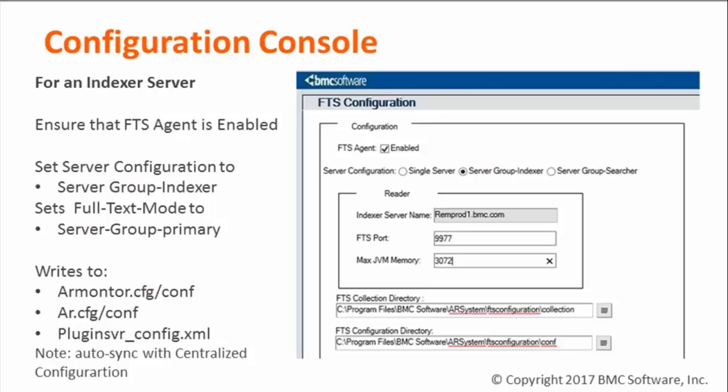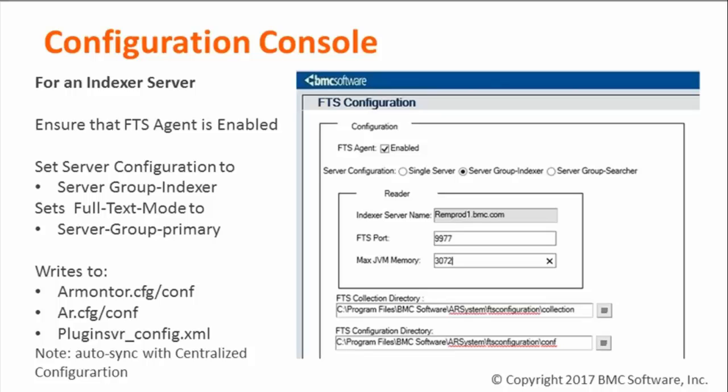The server configuration option consists of single server, which is used for a standalone environment, the server group indexer, which is used for the indexing server, and then lastly, the server group searcher, which will be used for the non-indexing servers in a server group. You want to begin your configuration of FTS with the indexer, and we'll set the server configuration option to server group indexer. If you select the server group indexer option, the indexer server name field under reader is unavailable because the indexer server name is not required for configuring FTS on the indexing server.